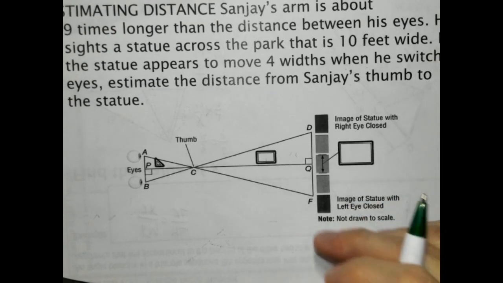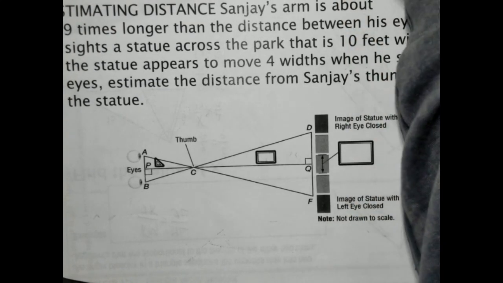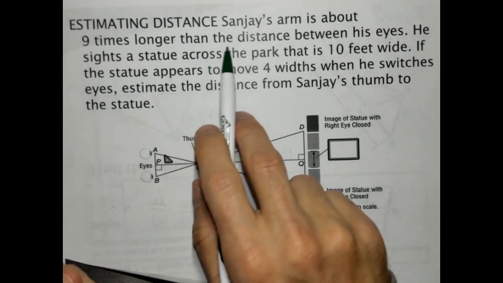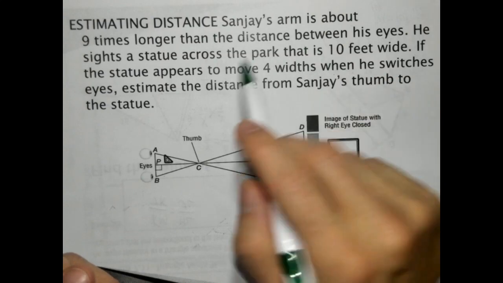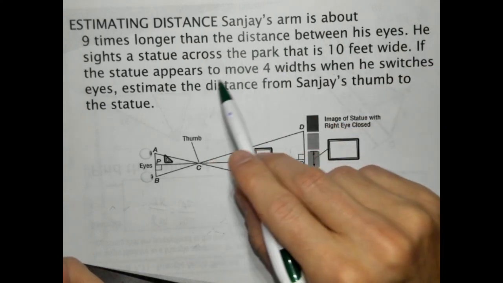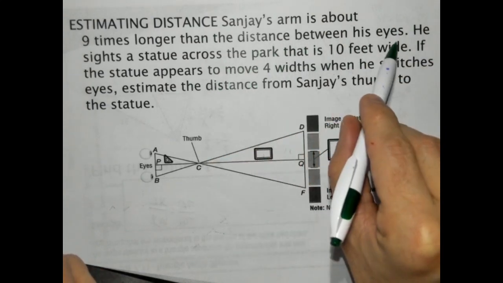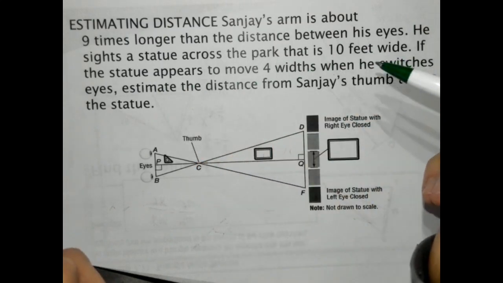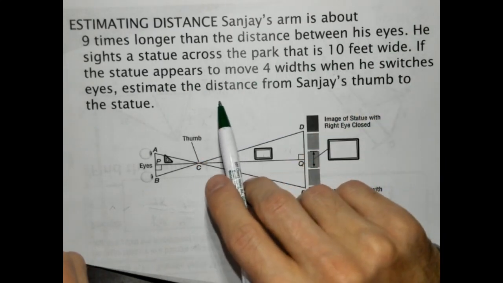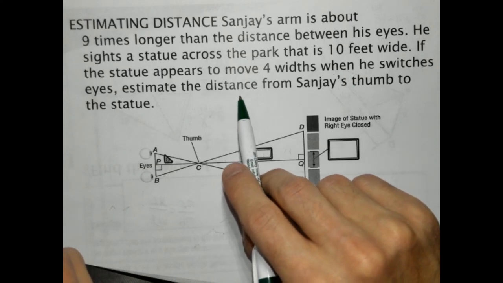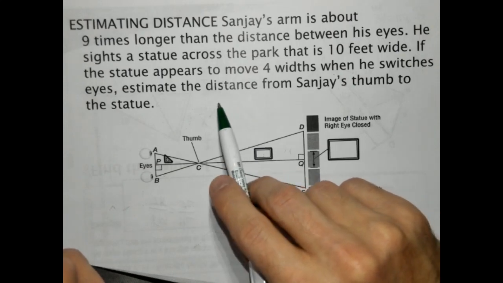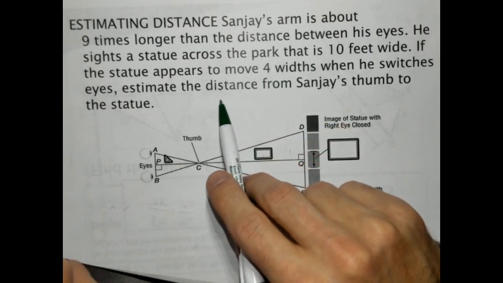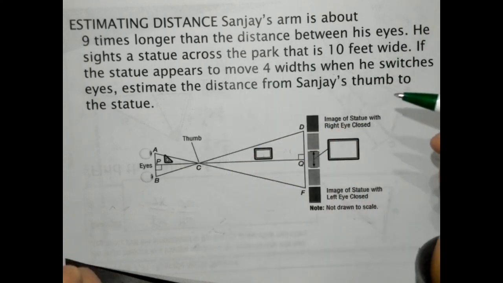And we're gonna skip that. No, we're gonna keep that one. That's an interesting one. Sanjay's arm is about 9 times longer than the distance between his eyes. Okay. He sights a statue across the park that is 10 feet wide. All right. If the statue appears to move 4 widths when he switches eyes, so 4 times his eyes, I imagine, estimate the distance from Sanjay's thumb to the statue.